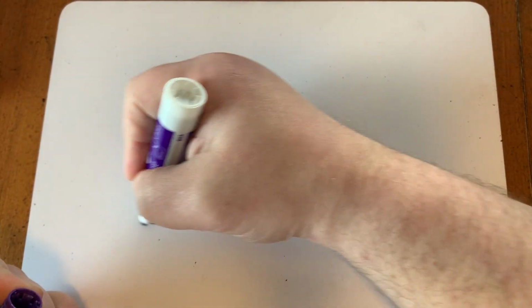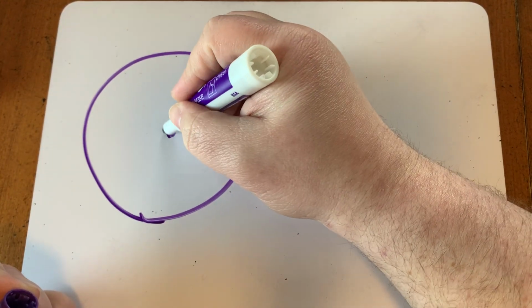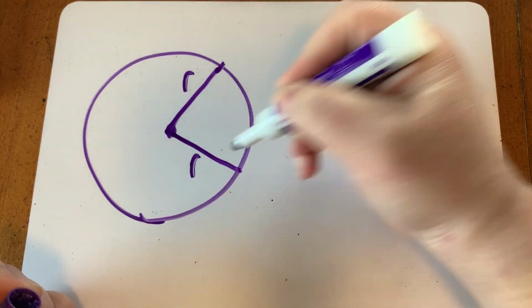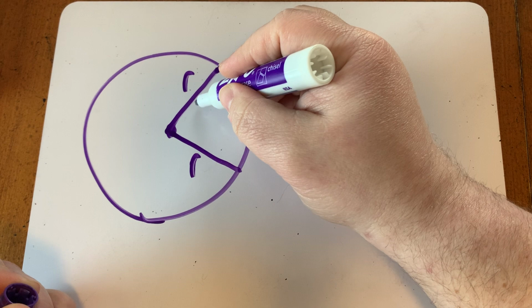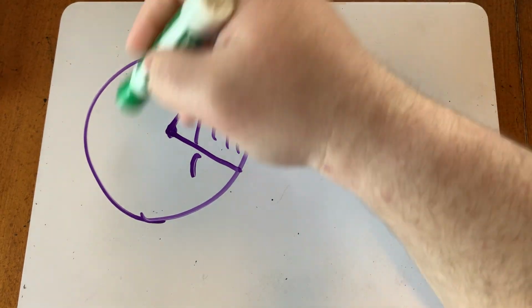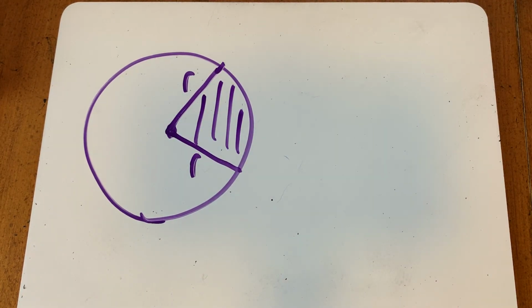Now, the area of a sector that's not a half circle, we have our radii. So let's say we're finding the area of this sector. This sector is part of the circle.